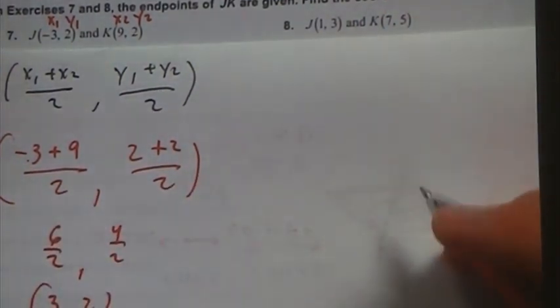2 plus 2 is 4. 3 comma 2. Boom. And we have our ordered pair, so it's in parentheses. And that would be the coordinate of your midpoint. So M would be 3 comma 2.